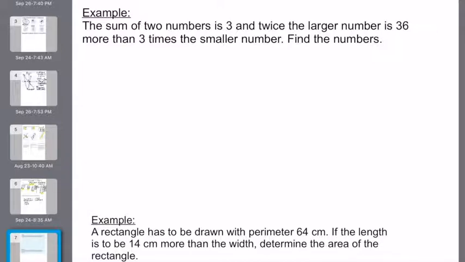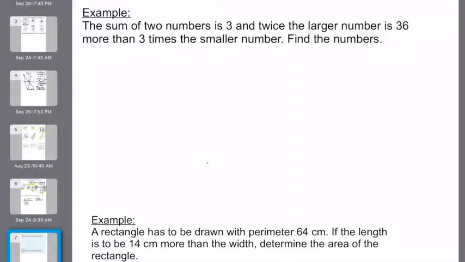Alright, so we have a word problem here then. The sum of two numbers is 3, and twice the larger number is 36 more than 3 times the smaller number. Find the numbers. Go ahead, try to set up your let statements and our system of equations, and then we'll go ahead and work through this together.